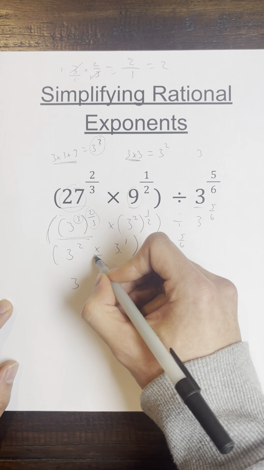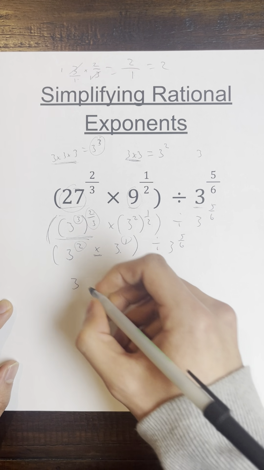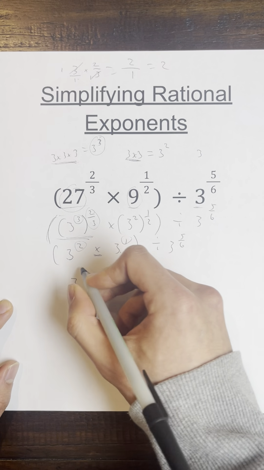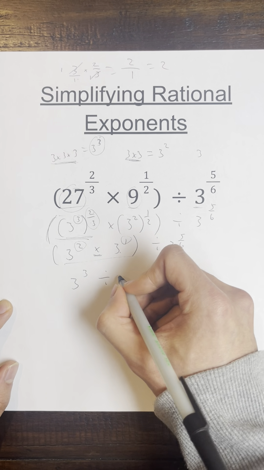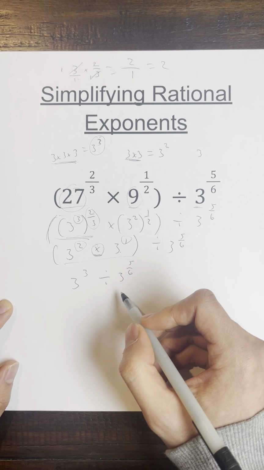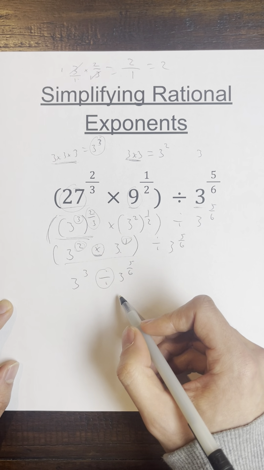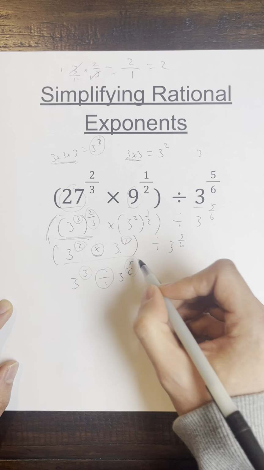So since we're multiplying, we need to add 2 and 1. So 2 plus 1 is how much? 3. Okay, so this changes to 3 to the power of 3 divided by 3 to the power of 5/6. So when we multiplied, we had to add the exponents. When we divide, what do you think we should do with the exponents?